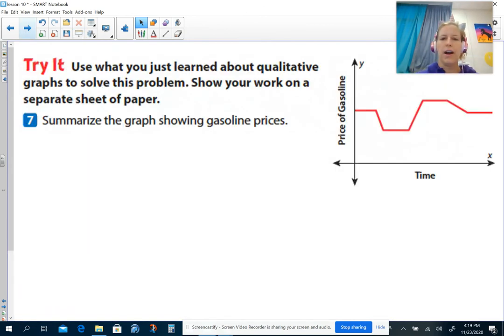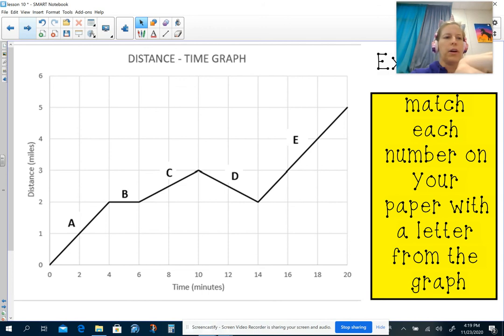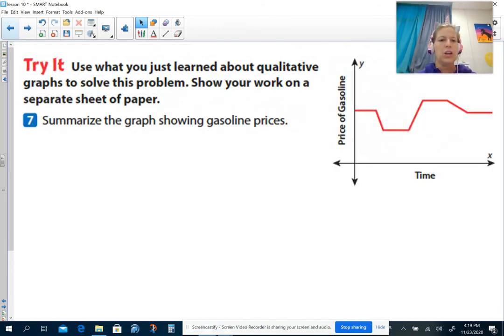And that was our big graph. So let's try one more. Use what you've just learned about your qualitative graphs to solve this problem, and show your work in your notebook.